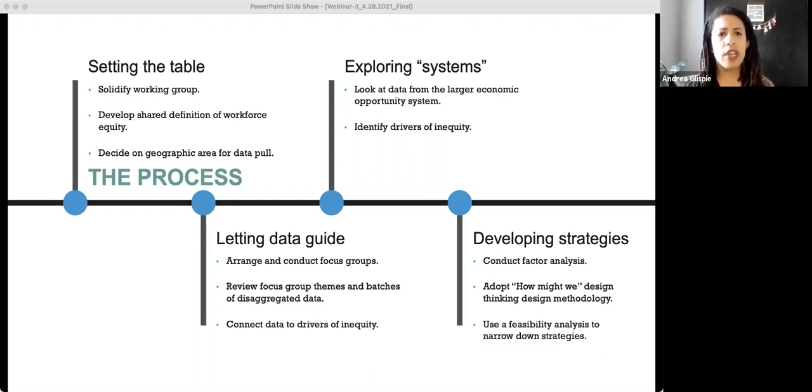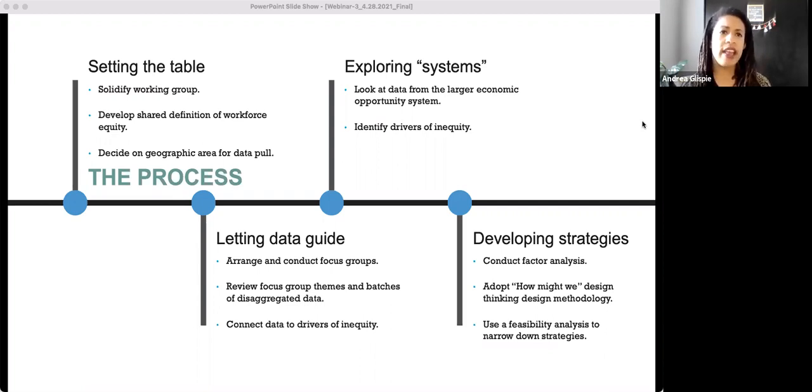So setting the table really started with solidifying our workforce working group, which I'll share some of the members of in a second. But we grew that group and included more people from the business community, philanthropy, our public sector, like our city government, and then also a lot of community-based organizations that have close connections with communities of color.